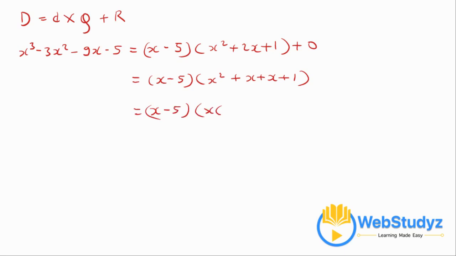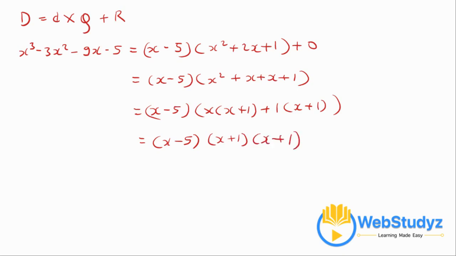Taking x common, this will be x plus 1. Again taking 1 common, this will be x plus 1. So from here we get the factors as x minus 5 into x plus 1 into x plus 1.